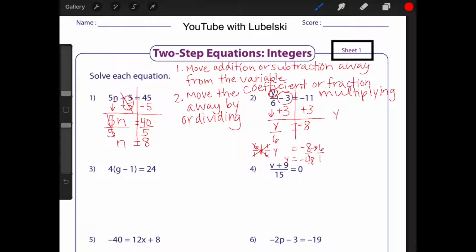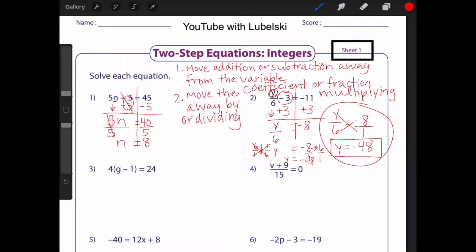The other option we have when we've got this y wrapped up in this division problem is we can actually do cross products. So if I put my negative 8 over 1, I've got proportional relationships. So I'm going to multiply. y times 1 is y, and then 6 times negative 8 is negative 48. So again, the answer is still the same.